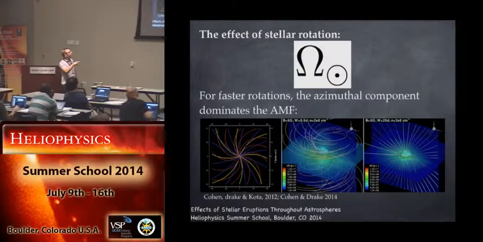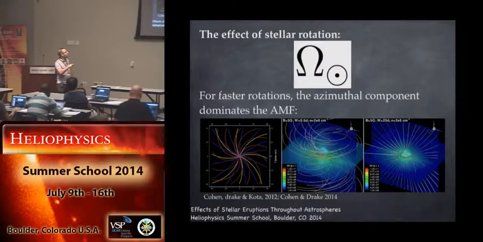If we repeat the same simulation, but we simply boost the rotation period of the star to half a day rotation, there are stars that rotate that fast. You can see that even within the corona, the azimuthal component of the field completely dominates. We have this wrapped field all over, and there are many consequences for that structure, and I will discuss it in the next few slides.